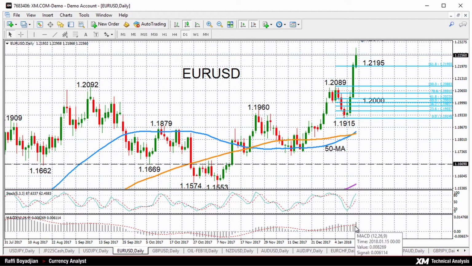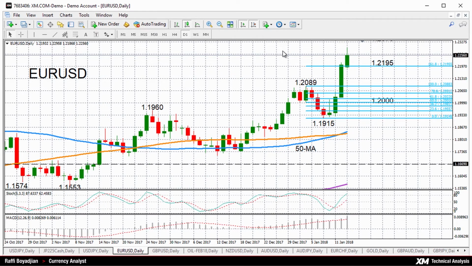We can see the MACD has risen even more sharply above its red signal line, and of course the moving averages are trending upwards. The 50-day moving average has crossed above the 100-day moving average, but should we see a downside reversal, support should come from 1.2195 at the 161.8% Fibonacci, and below that we have the 1.2089 and then the key 1.20 handle as potential support targets.